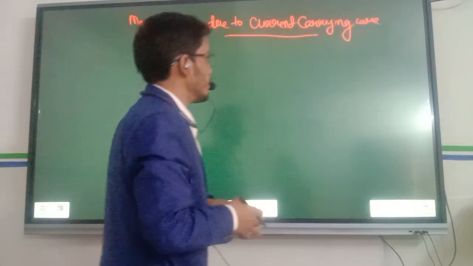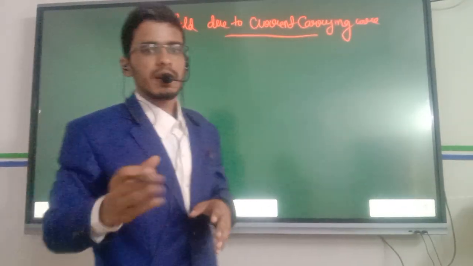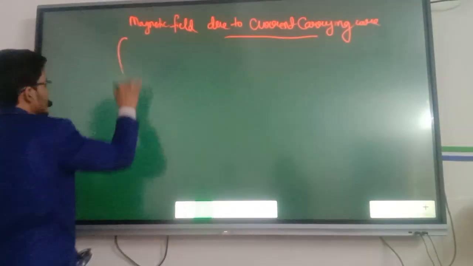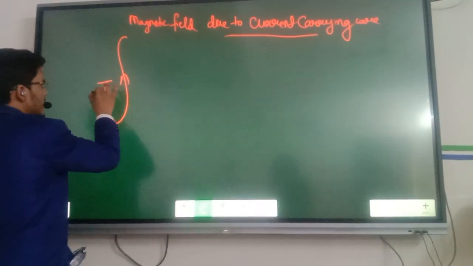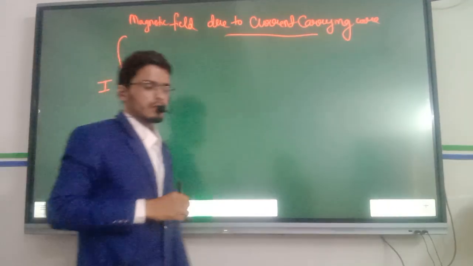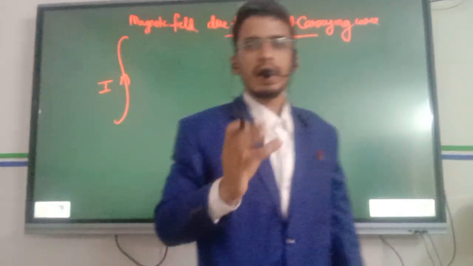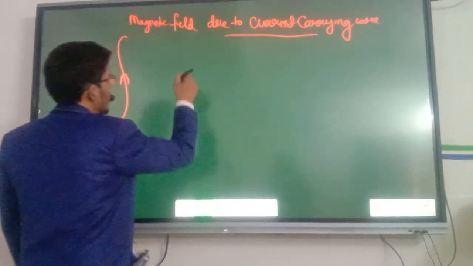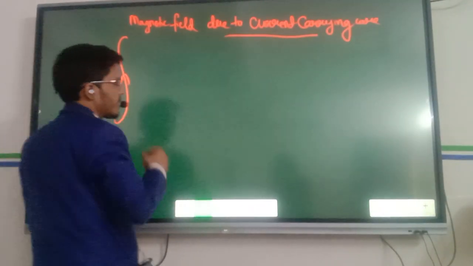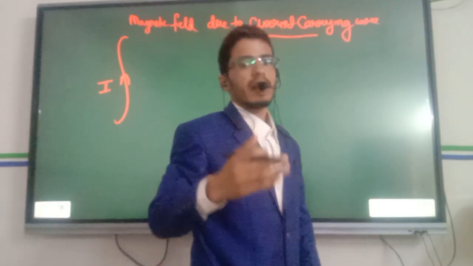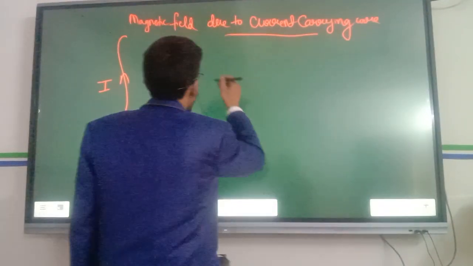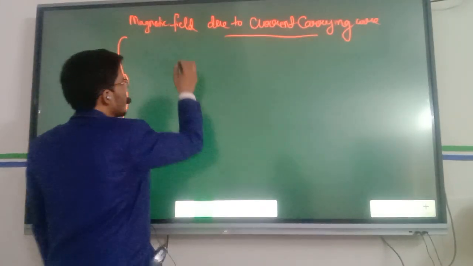magnet. Okay, means the behavior of a current carrying wire looks like a magnet. Suppose this is a wire and current I is passing through this wire, so it behaves like a magnet. So a magnetic field is produced here. Suppose this is a wire and current I is passing through this. So what is the direction of the magnetic field? For calculating the direction of magnetic field, we have the right hand thumb rule.